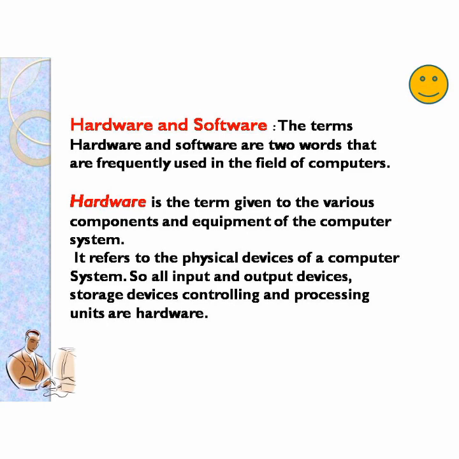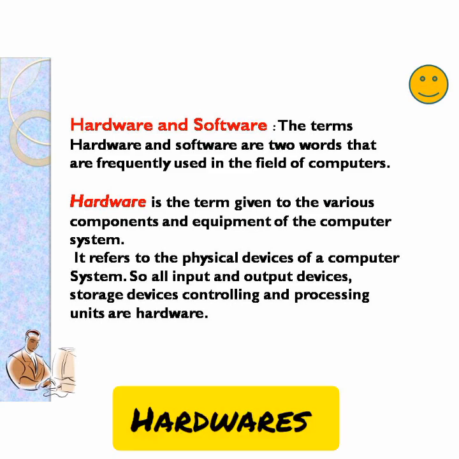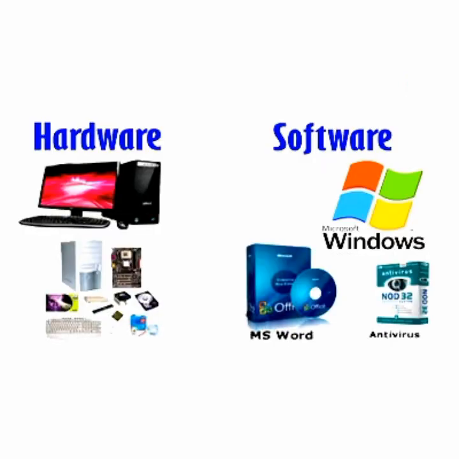All input and output devices, storage devices, controlling and processing units are known as hardware. So keyboard, mouse, headphone, CPU, then your processing device, then your storing devices like pen drive, CD. These all are hardware. These are the physical part of a computer, so we can touch them. Let's see some of the hardware and software. On the left hand side is hardware, on the right hand side is software.